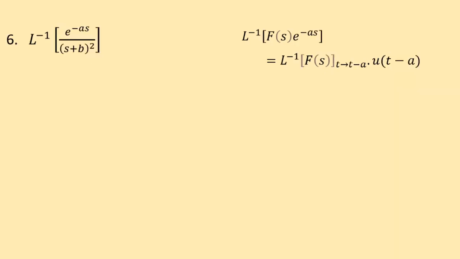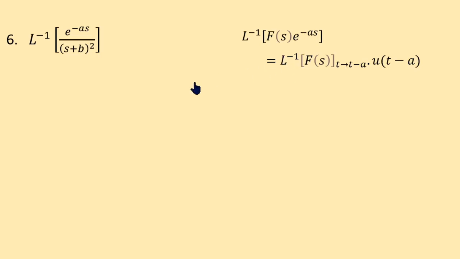Now, next question. L inverse of e power minus as by (s plus b) whole square. Here we have e power minus as, so use the third rule. L inverse of f of s into e power minus as: just find L inverse of f of s, that is f of t, and then t is replaced by t minus a, multiplied by the unit step function u of t minus a. So, this is the second shifting rule of the inverse Laplace transform.